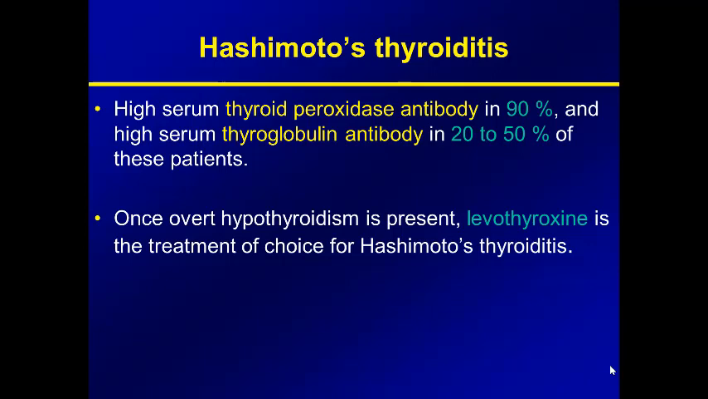Hashimoto has dense lymphocytic infiltration, meaning it is inflammatory with underlying autoimmunity. In these patients, 90% of cases have anti-thyroid peroxidase (TPO) antibody, and some 20 to 50% of patients have thyroglobulin antibody. Once overt hypothyroidism is present, levothyroxine is the treatment of choice.